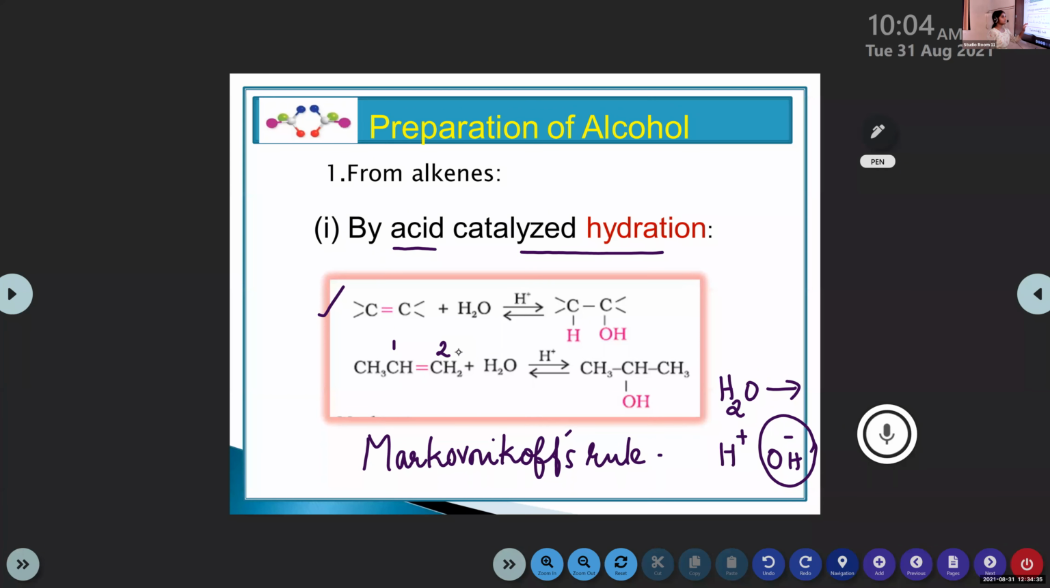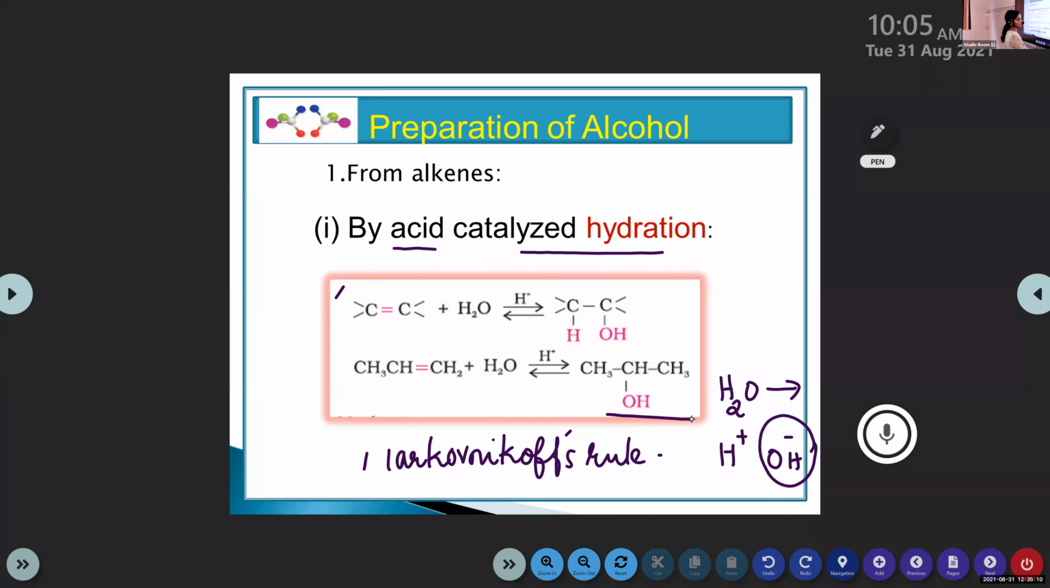Only look at the carbon atoms with the double bond. No need to consider the others. In the case of the first carbon atom, that I will number as 1, it is the carbon atom with the lesser number of hydrogens, right? So this OH group will be attached to this carbon. In the product you can see CH3, CHOH, CH3, and the H plus is added to the carbon atom on the right side. Clear, children?